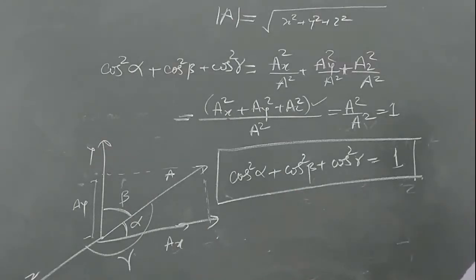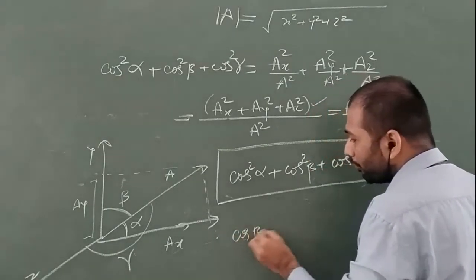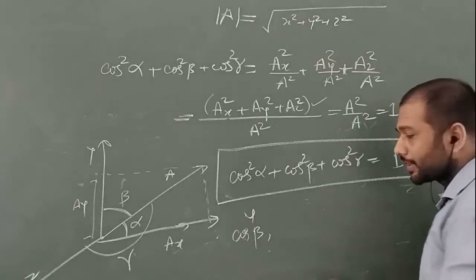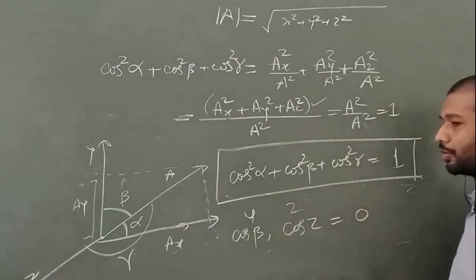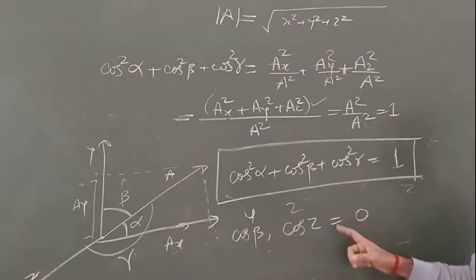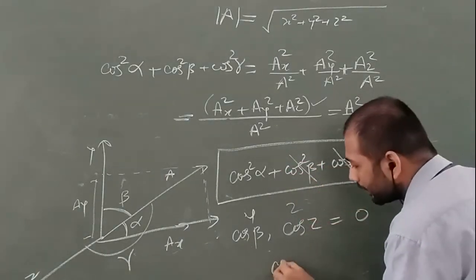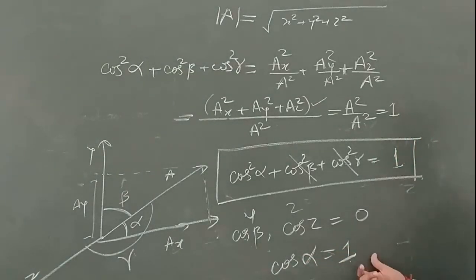Okay, now see how the question comes from here. If the direction cosine on the y-axis, that is cos beta, and the direction cosine for z, both are 0, then what will happen? This value and this value will become 0, 0. So what you are getting here is that cos alpha is equal to 1. And for what value does cos alpha give you 1? That is alpha is equal to 0. Alpha is equal to 0.